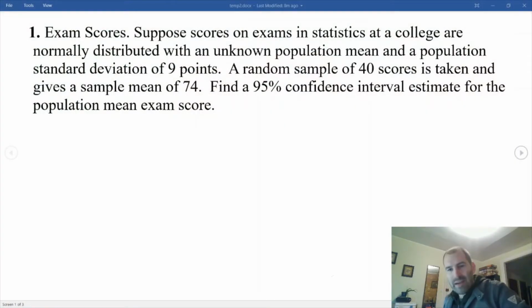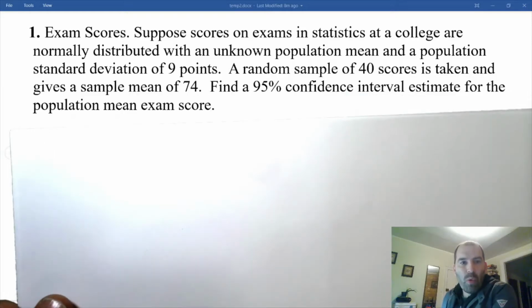This is the example from the previous video that we looked at. Exam scores. It says, suppose scores on exams in statistics at a college are normally distributed with an unknown population mean and a population standard deviation of 9 points. A random sample of 40 scores is taken and gives a sample mean of 74. Find a 95% confidence interval estimate for the population mean.